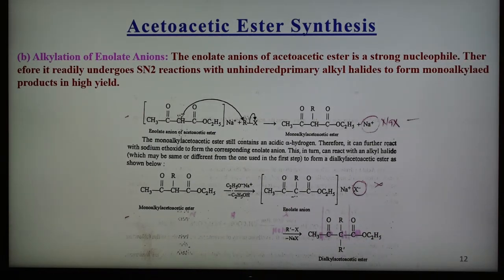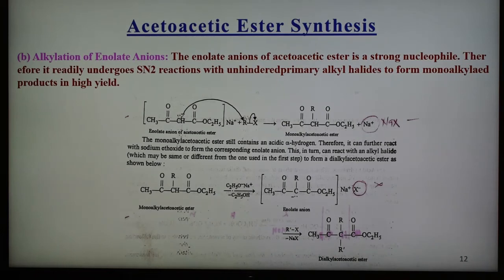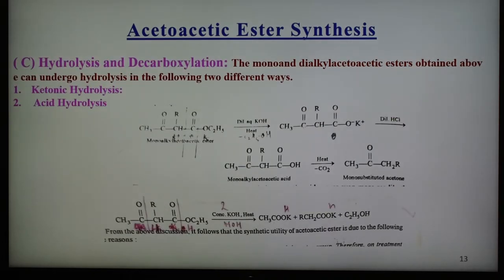So monoalkyl or dialkyl compounds can be synthesized. The first alkyl group is attached here, and the second alkyl group is attached here. The first step is the formation of enolate anion, and then alkylation can take place. So this is the second step, alkylation of enolate anion, and after this the third step is the hydrolysis and decarboxylation.